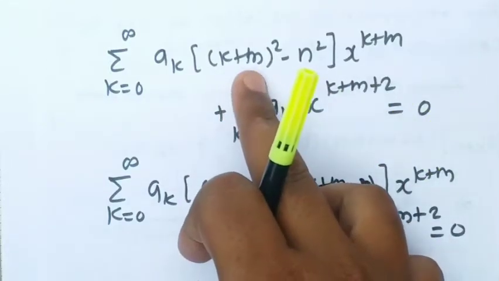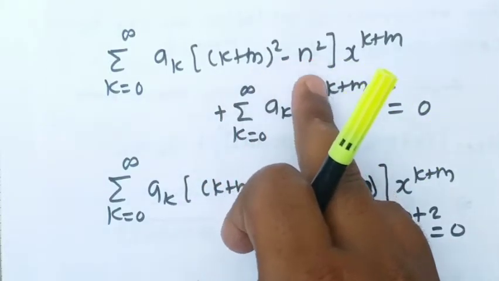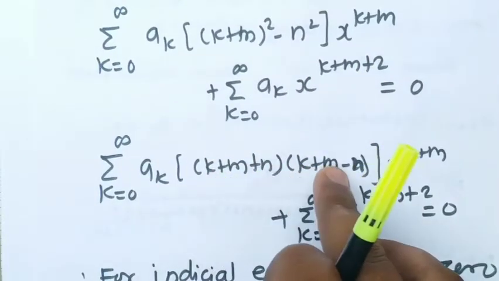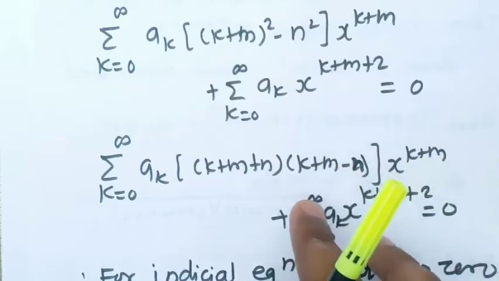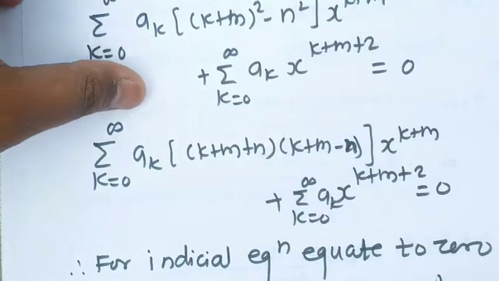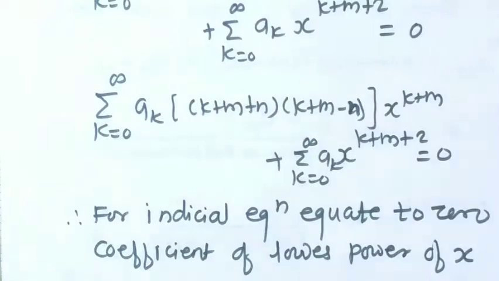Again we can apply here the a square minus b square formula. So we'll get these types of factors there, k plus m plus n into k plus m minus n. So this is the simplified form I have written of that series.